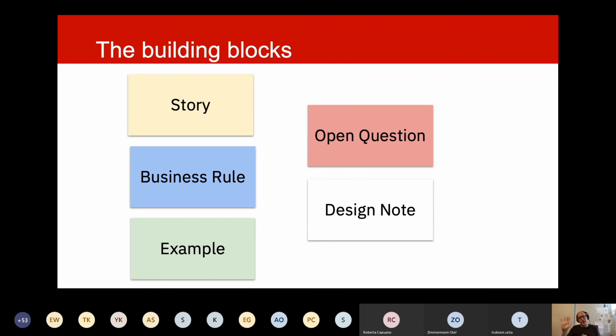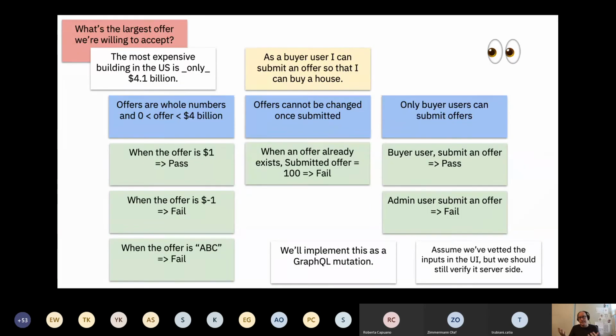Additionally, within the maps themselves, we've got open questions and design notes, and I'll show an example of how that all comes together here. So here's a completed map. We've got the story at the top, and you build it out hierarchically, iteratively over about 25 minutes or so.